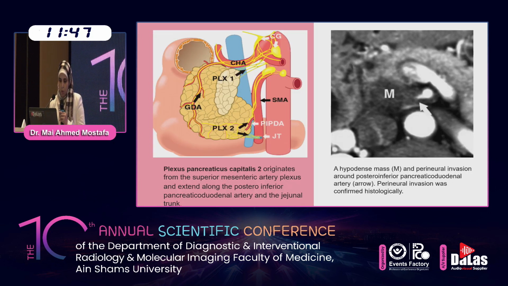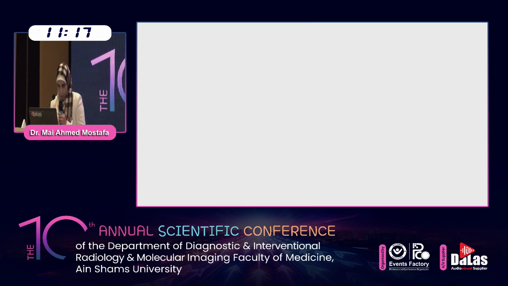While pathway 2 originates from the superior mesenteric artery ganglia, extending along the superior mesenteric artery, as we can see on the diagram, along the posterior inferior pancreaticoduodenal artery, as well as the jejunal venous trunk, to the uncinate process. As we can see on the axial CT images, there is an uncinate process mass lesion with tongue-like extension encasing the posterior inferior pancreaticoduodenal artery, denoting perineural spread along pathway 2.